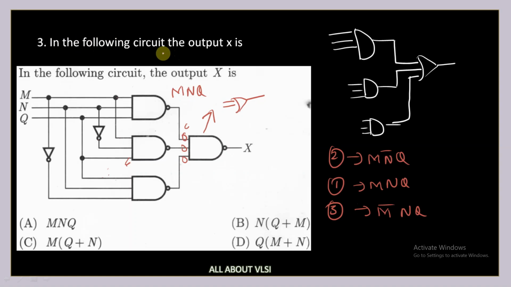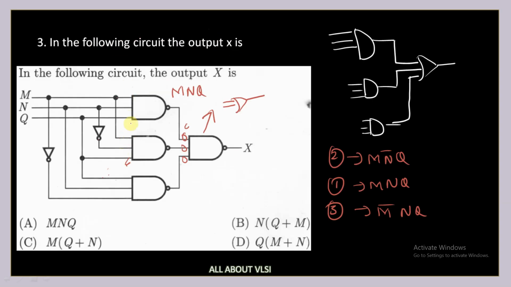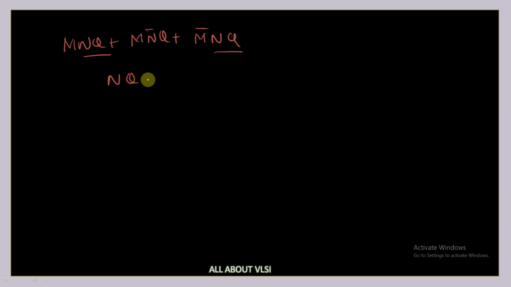So let us solve this. MQ plus M N bar Q plus M bar NQ. Here NQ is common, so M plus M bar is equal to 1. So NQ plus M N bar Q. If we take Q common, it becomes Q into (N plus M N bar).